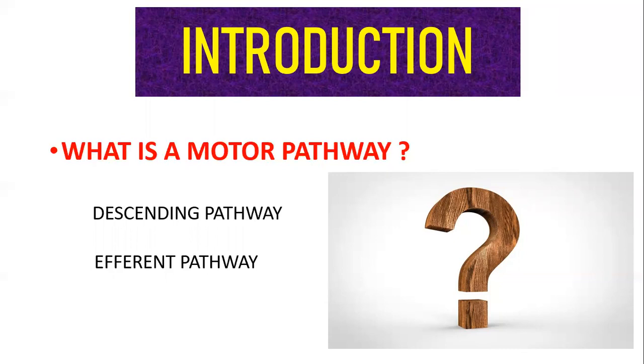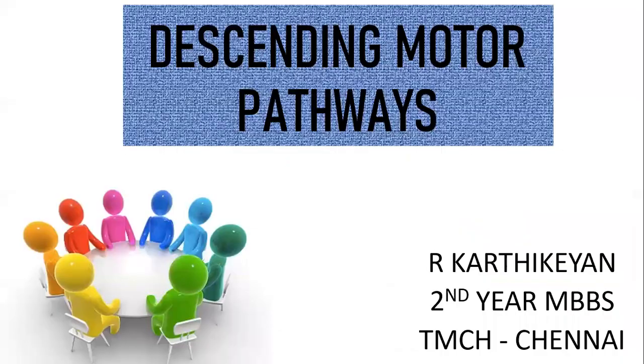So the motor pathway is a descending pathway, and it is an efferent pathway. Sensory we have seen: two terminologies starting with A, ascending pathway, afferent. Motor pathway: descending pathway, efferent. So this is the first thing that you must know. That is why my title itself says it is a descending motor pathway.